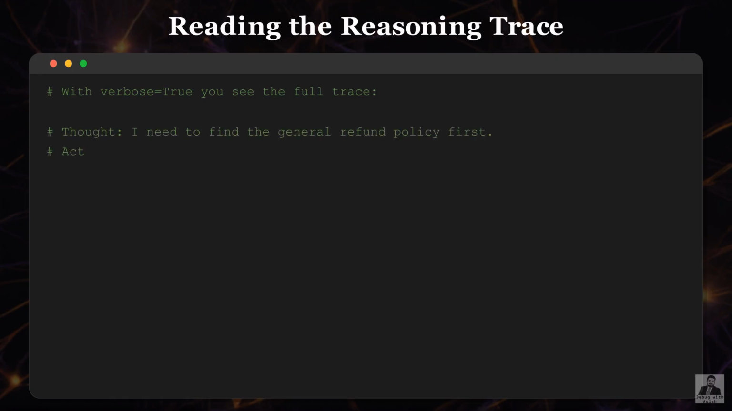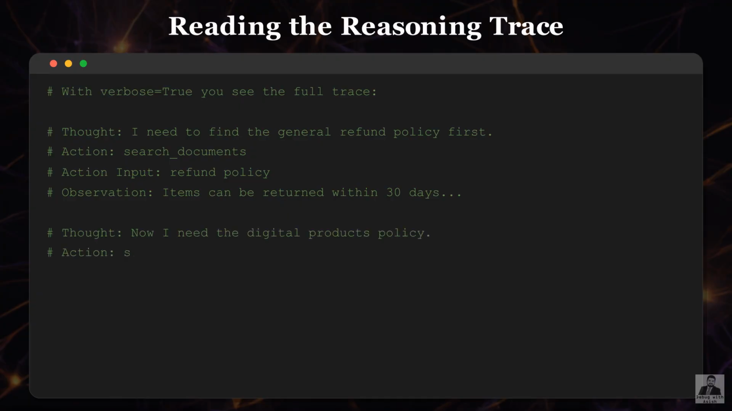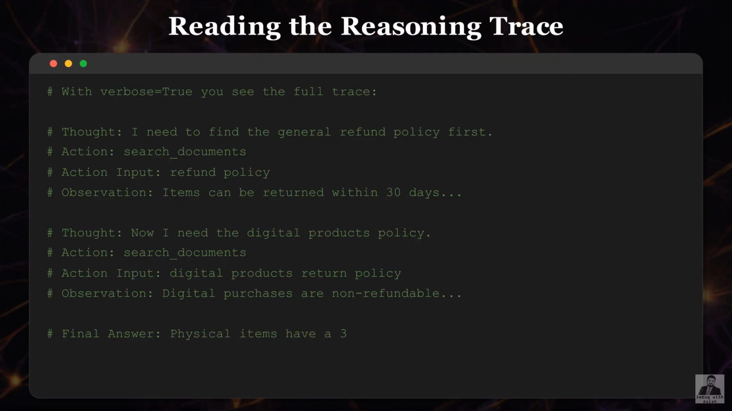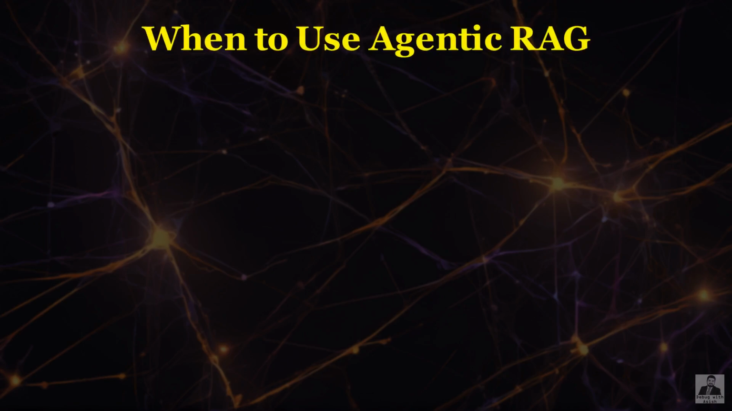With verbose set to true, the executor prints every step of the agent's reasoning. We can see the model first searches for the general refund policy, reads the result, decides it still needs information about digital products, runs a second search with a more specific query, and only then synthesizes both observations into a final answer. This is the key difference from the fixed pipeline. The model ran 2 targeted searches with different queries instead of 1 broad search with the full question.